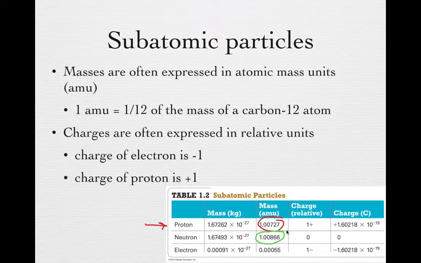We see our relative charges here, 1+ for the proton, 0 for the neutron, and -1 for the electron there. If we measure them in coulombs, you can see that the positive charge and the negative charge of the proton and electron are identical, just opposite signs there. We see the mass down here of the electron, I meant to point out and forgot, very, very small. So a lot of times when we're calculating the mass of an atom, we don't factor in the mass of the electron because it's so much less than the protons and neutrons.